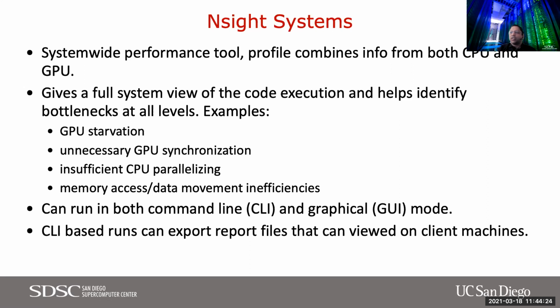This again can be run both in CLI and graphical mode. When you run in CLI, you can export the report files and then view them on a client machine. That is what I would recommend, just like Bob was talking about reading the profiles on your own machine. It's good to do the same for Nsight, because you can technically run X forwarding and open the GUI from Expanse, but it's going to be really slow. So the better thing would be to run it, export the profile, and then read that on your own machine.